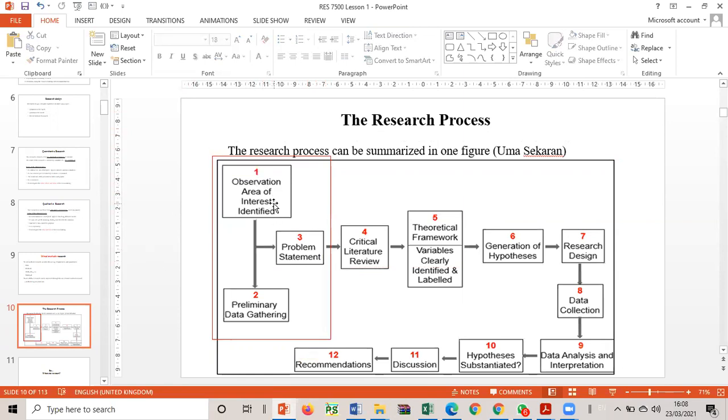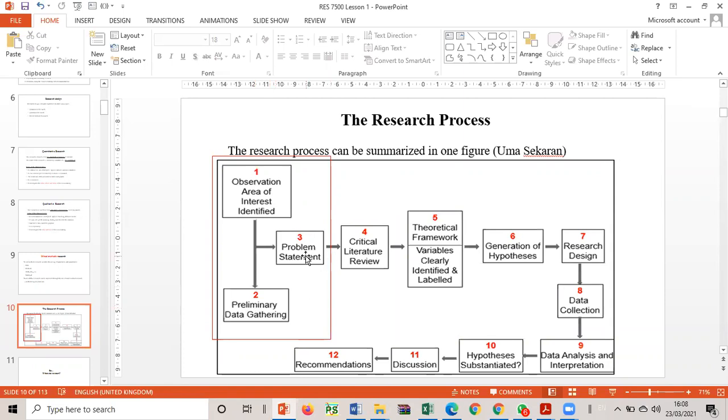Interest area you already have now, right? What's your interest area? My research interest area is about employees' resilience during COVID-19. Right, employee resilience, that's your interest. You have this. Number 2, what is employee resilience? What do people talk about employee resilience? What studies have been done? What has been connected to data gathering?